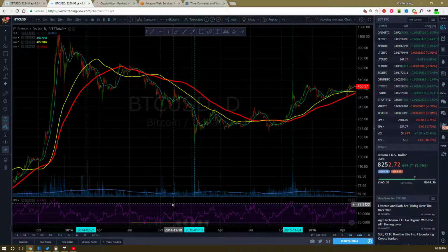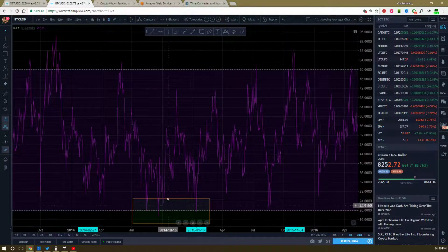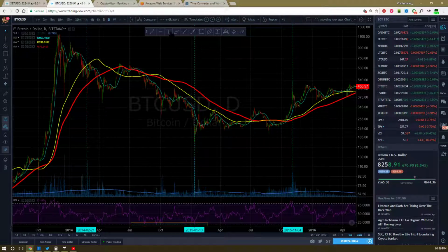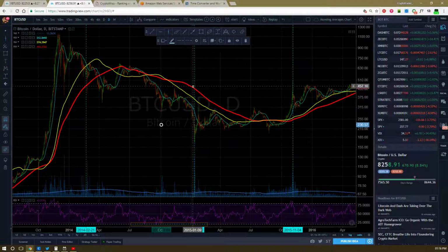Pretty low, right? Let's see. Let me zoom up on the RSI. So that's this point right here. So what I'll do is I'll grab the drawing tool and I'll put the RSI line right here, put a line right there, and I think I accidentally put one over here.